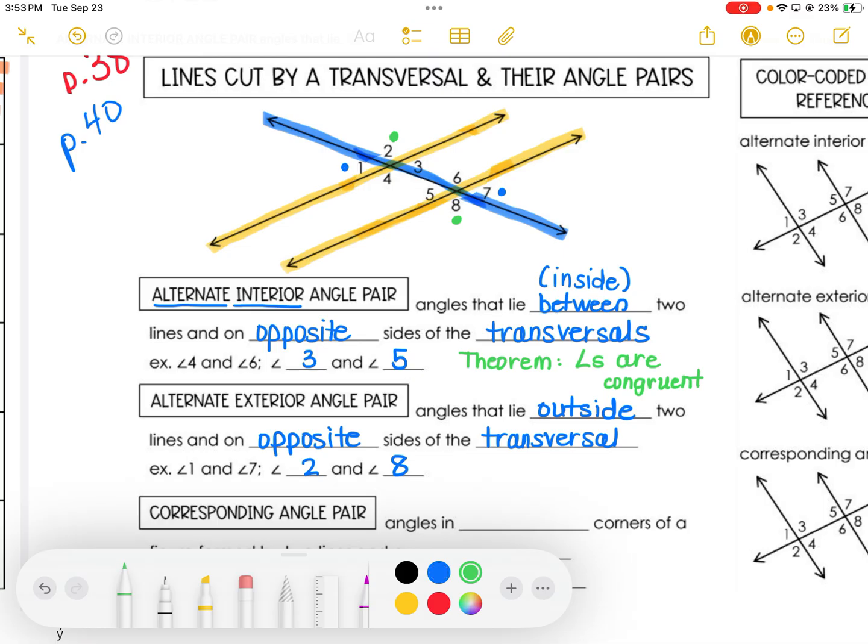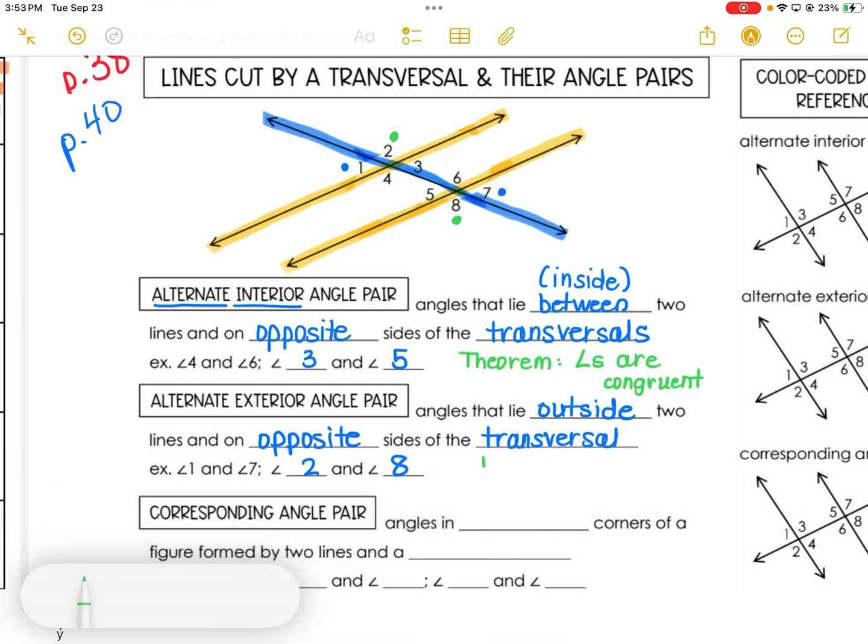The alternate exterior angles theorem says that these pairs of angles are also congruent. I'm going to use the symbols there just to cut down on our writing, but remember, that means congruent. If you don't know that, write out the word.